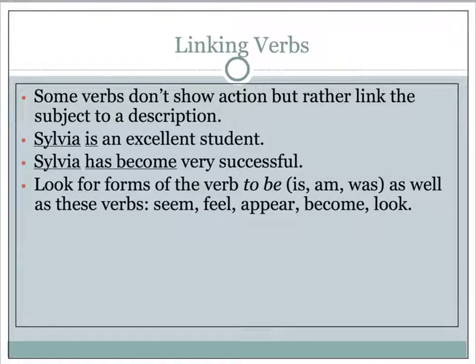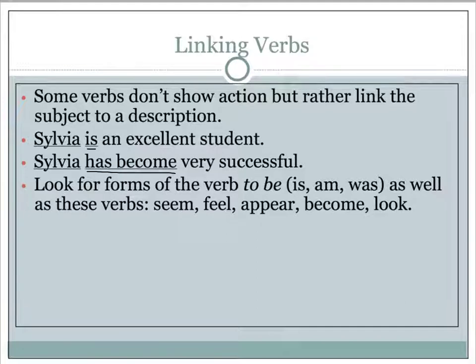Linking verbs. Some verbs don't show action, but rather link the subject to a description. "Sylvia is an excellent student." Here we have a verb, "is." It does not express an action. It just connects Sylvia to the fact that she's an excellent student. "Sylvia has become very successful." That's a linking verb, connecting Sylvia to success.